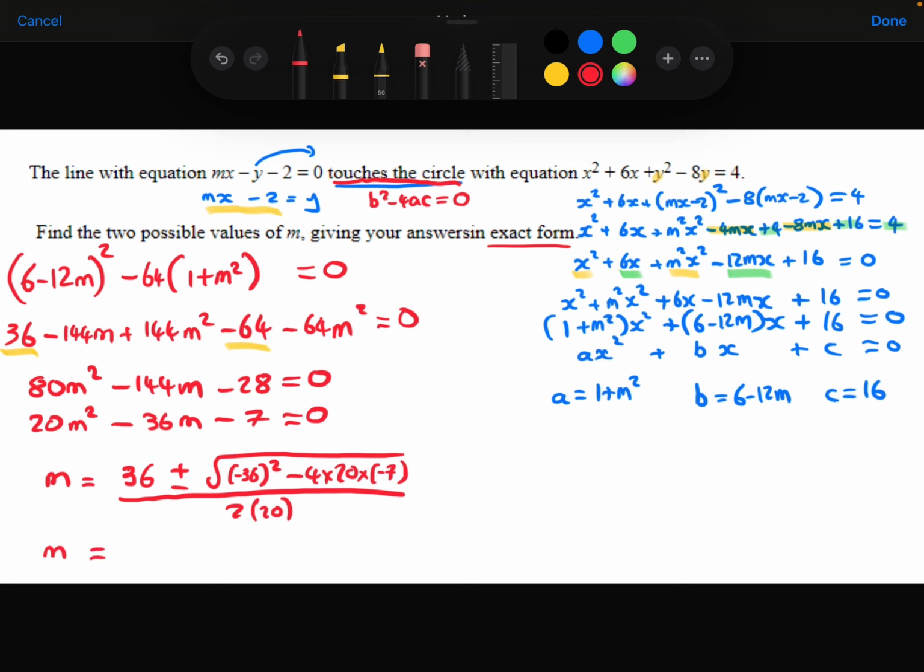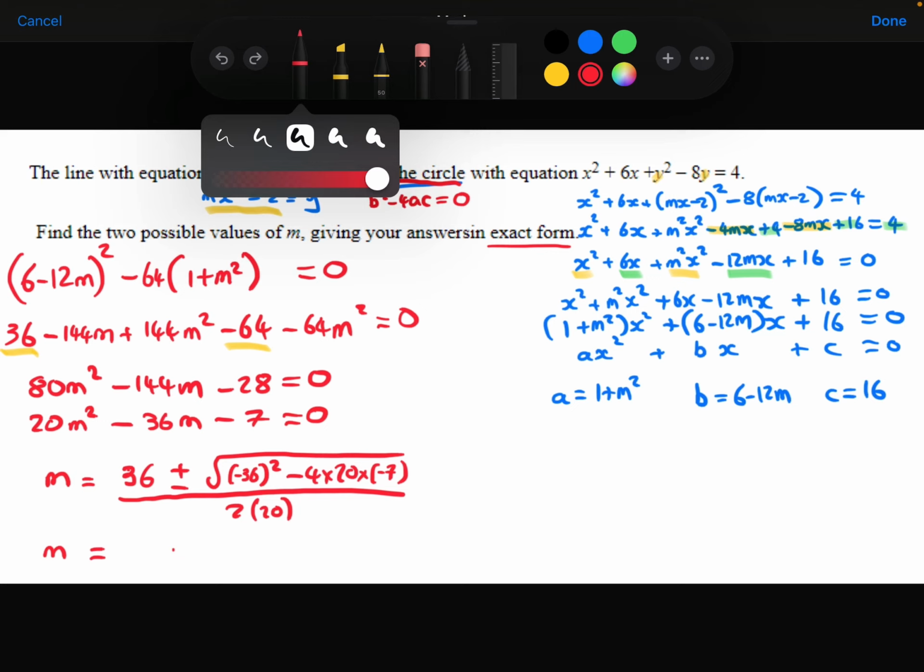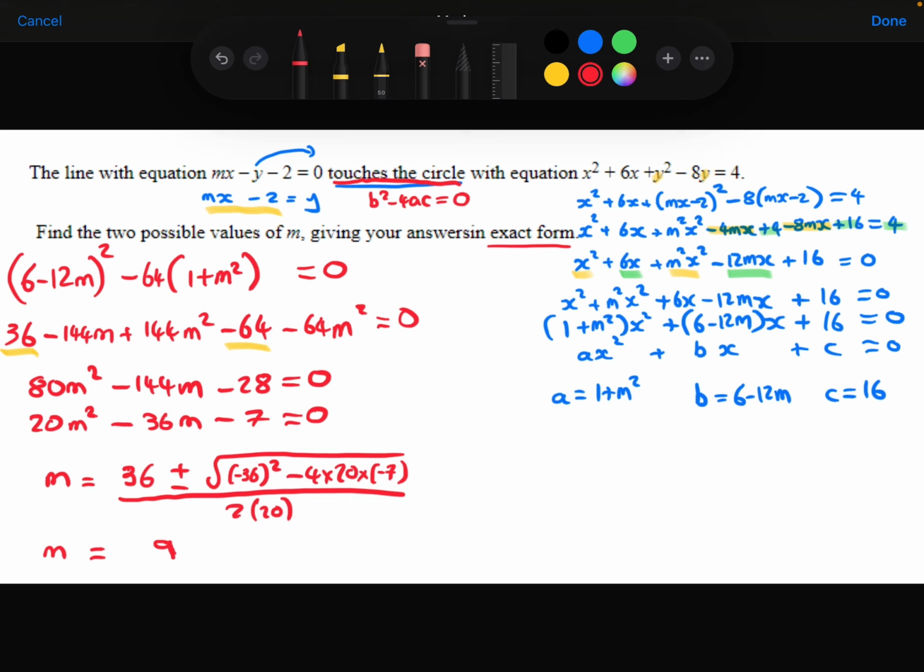So that is going to give me the 36. Actually, that on my calculator, if I do this one step at a time, right, the 36 squared minus the 4 times 20 times minus 7 gives me the square root of 1,856, divided by 40.